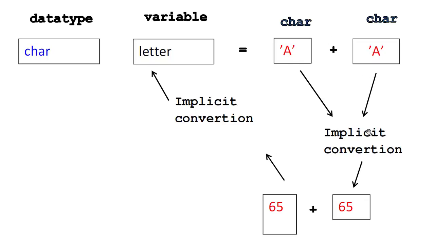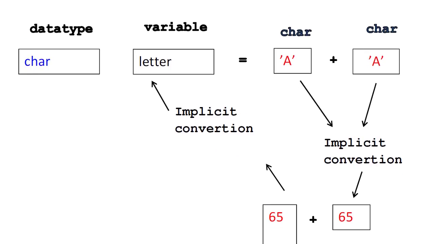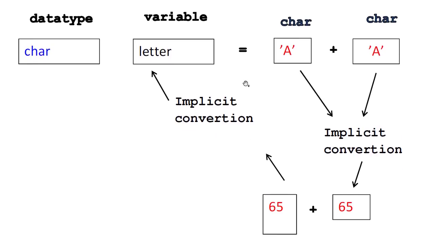So each letter A here will get implicitly converted into its ASCII code, which is 65. And 65 plus 65 will give you 130. And then it's going to cross the equal sign and try to store 130 into the variable letter, which is a character. And the ASCII code for that strange letter is 130. That's why you saw that strange letter.